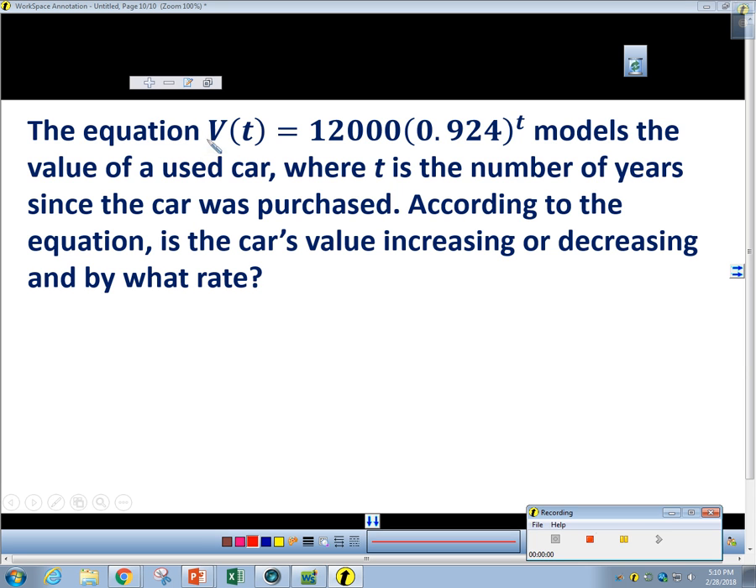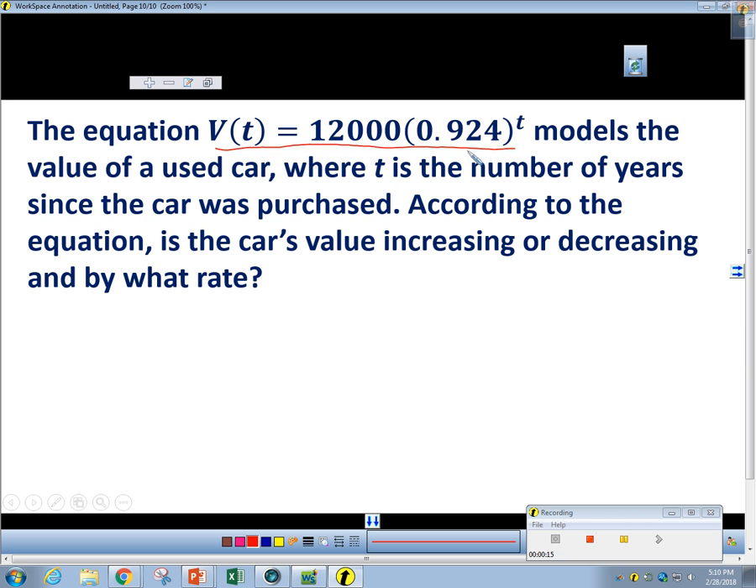The equation V of t equals 12,000 times 0.924 to the t power. Hey, that's an equation. All right, so that's something. Let's make note of that. And what is this equation all about? Well, it models the value of a used car. And t is the number of years since the car was purchased. So that means when you bought the car, it cost $12,000. And then every year it goes down by a certain rate.